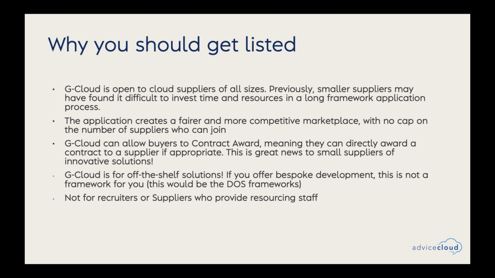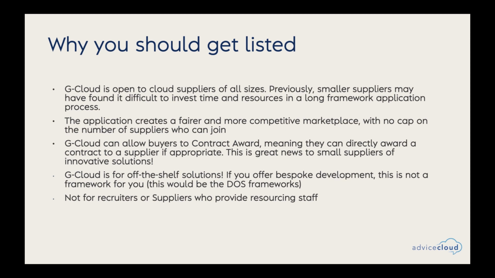So they put G-Cloud in place to try to break open the marketplace and specifically made it very, very easy for smaller suppliers to get onto. Hence, now there's over 5,000 suppliers on the digital marketplace, and something like 90% of these are SMEs. The process to get on G-Cloud has always been reasonably straightforward. You haven't got to answer a massive tender, and the application does create what we consider a fairer and more competitive marketplace, and there isn't a cap on the number of suppliers that can join.